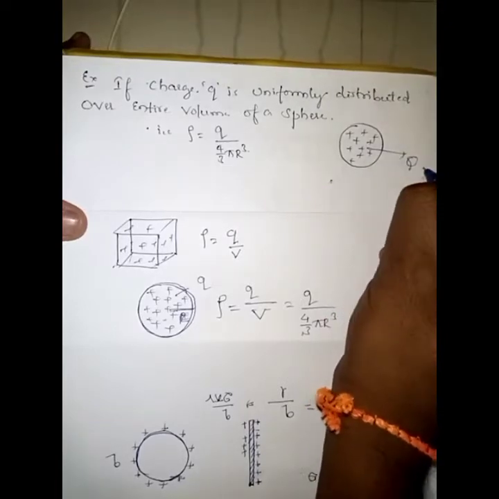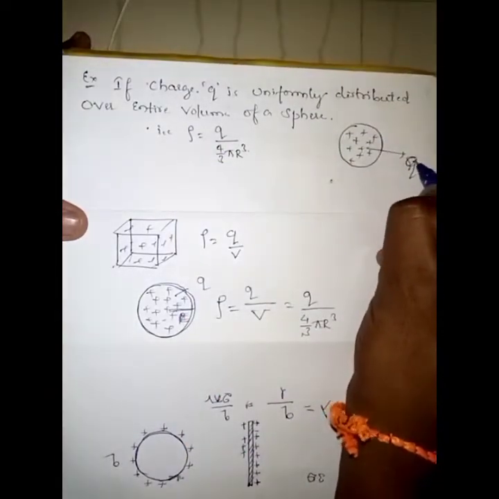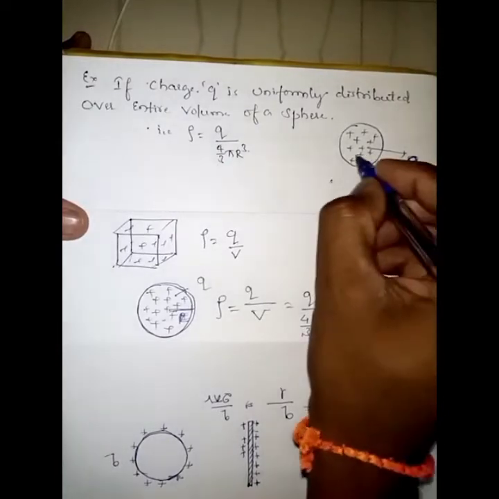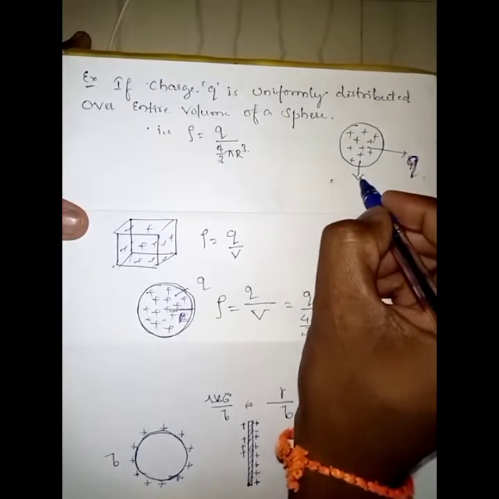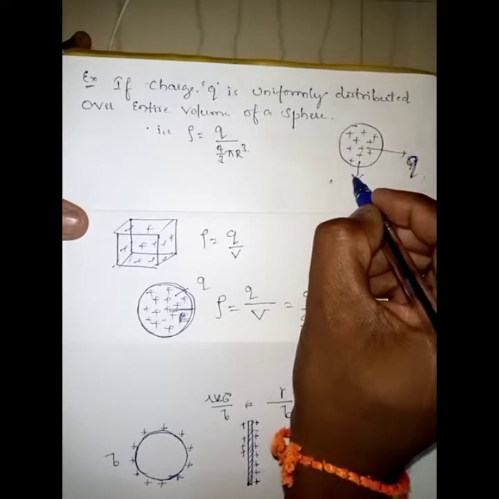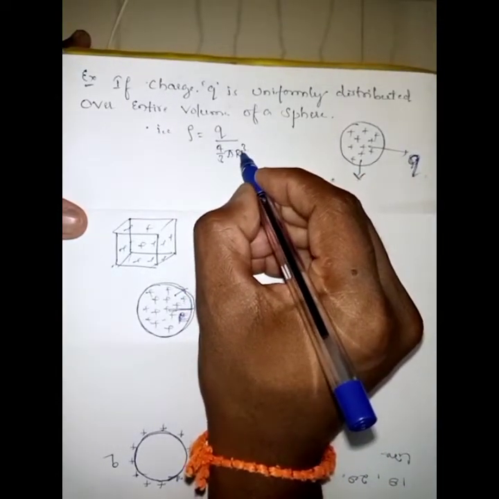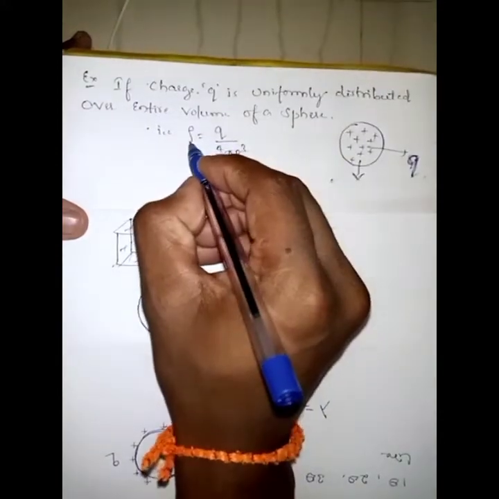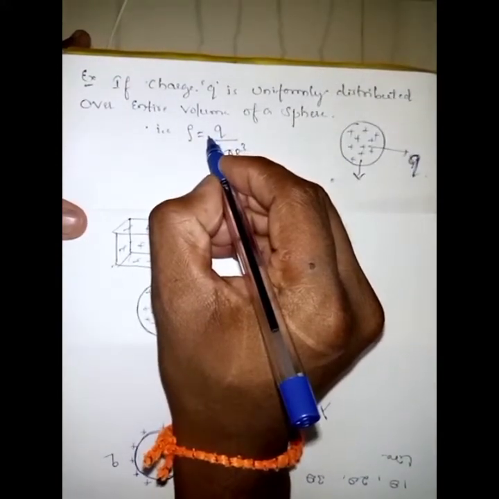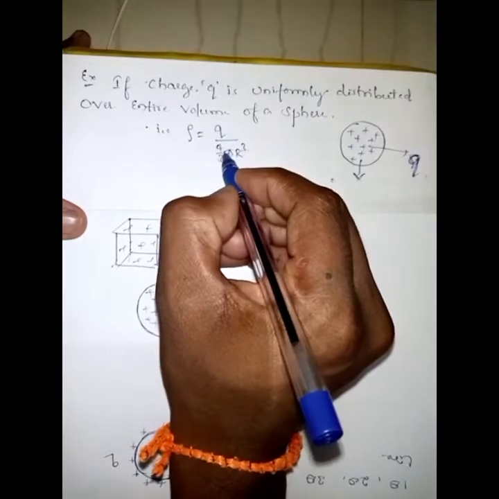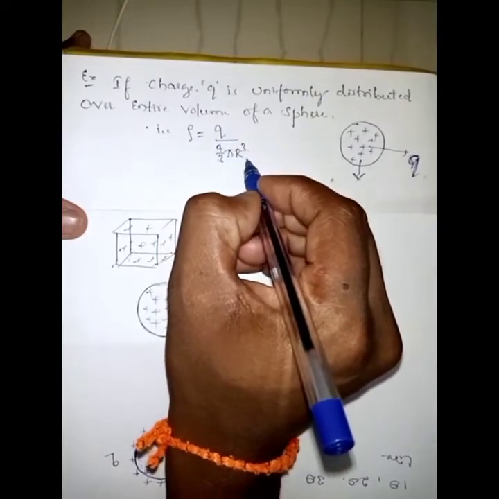The total charge is Q, or you can say small q, and its volume is V. Now what is the volume of a spherical body? That is 4/3 pi r cube. Therefore the volume density of charge rho equals Q divided by 4/3 pi r cube.